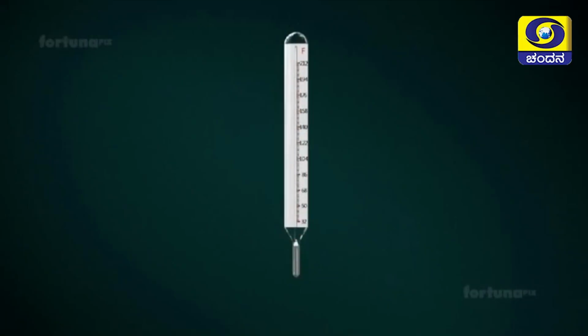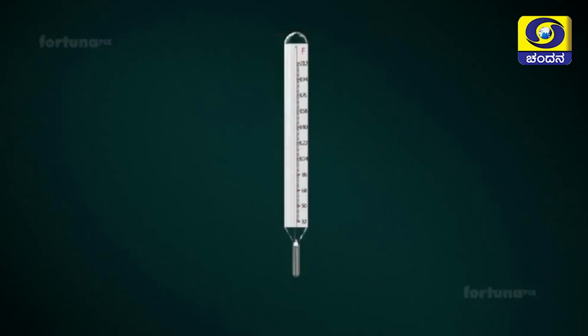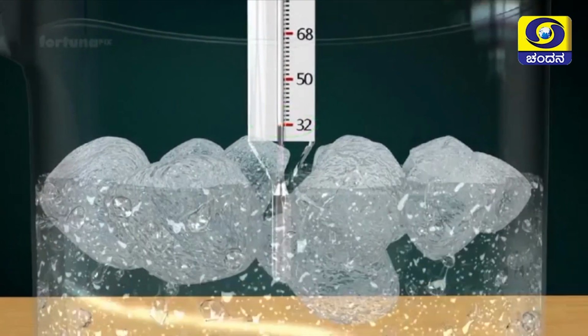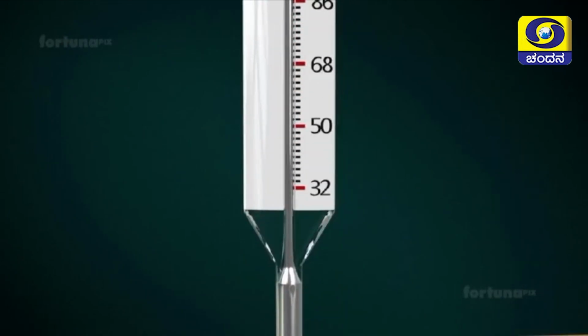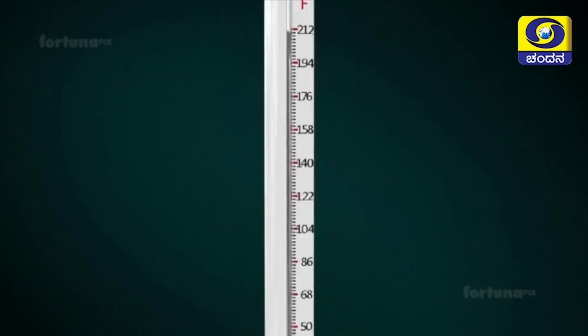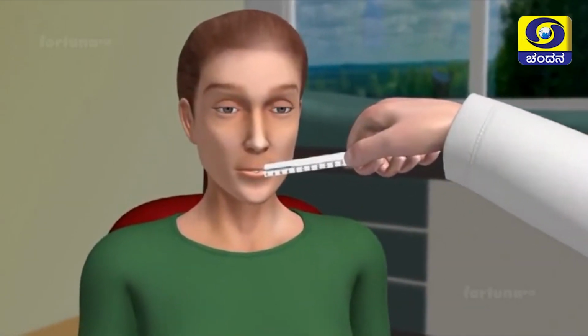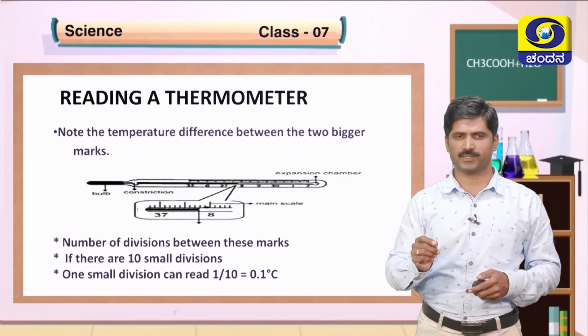The other temperature scale on a traditional thermometer is the Fahrenheit scale, named after the German physicist Daniel Fahrenheit. On the Fahrenheit temperature scale, the freezing point of water is set as 32 degrees and the boiling point of water is 212 degrees. Between 32 and 212 degrees, there will be 180 equal divisions. On the Fahrenheit scale, the normal body temperature of humans will be 98.6 degrees Fahrenheit, which we would write simply as 98.6 degrees F.